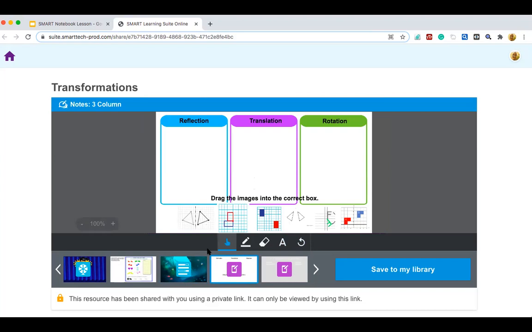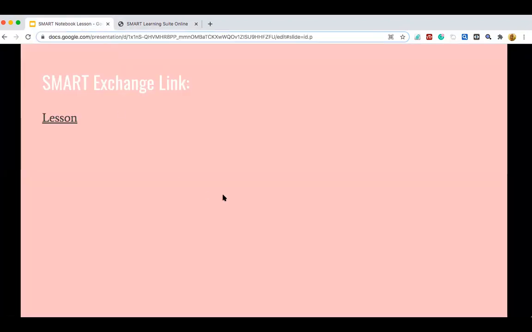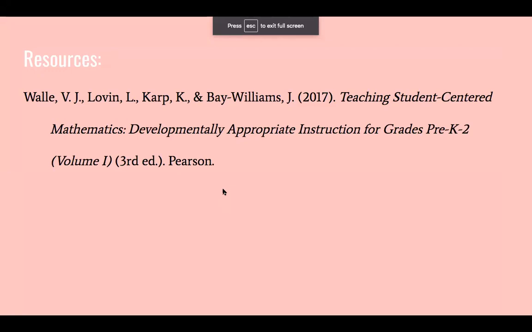So it would let the teacher be aware that they actually know the concept and they haven't just memorized what they think it looks like. Instead, they actually know this. And the last one is just them telling us what they learned and then one idea that they have for that. And that's it.